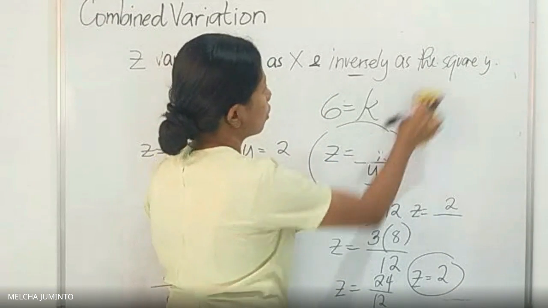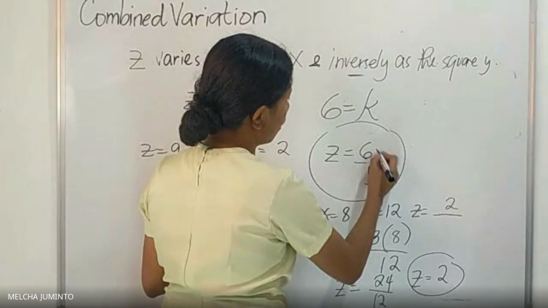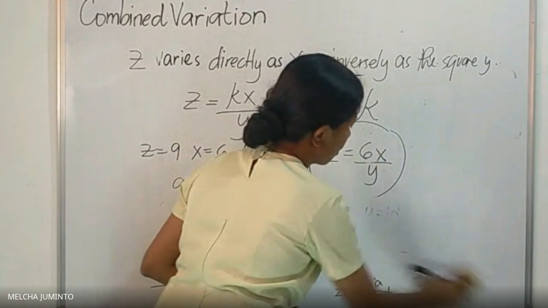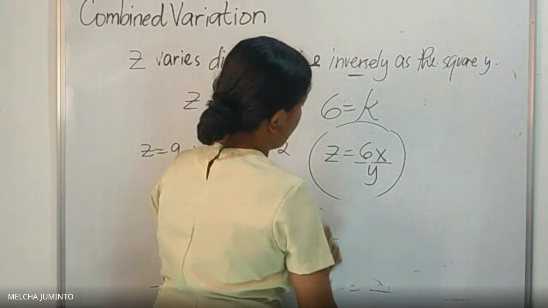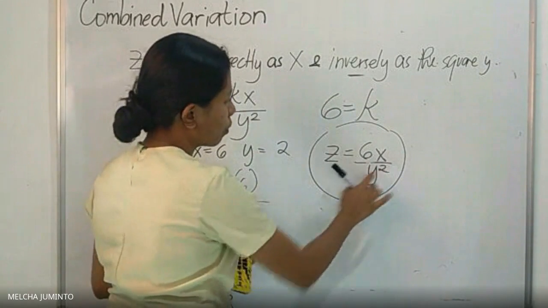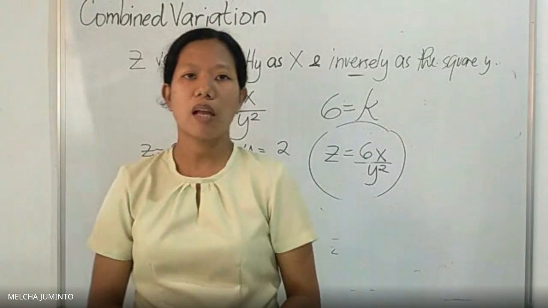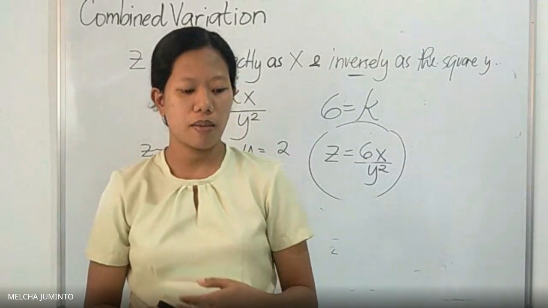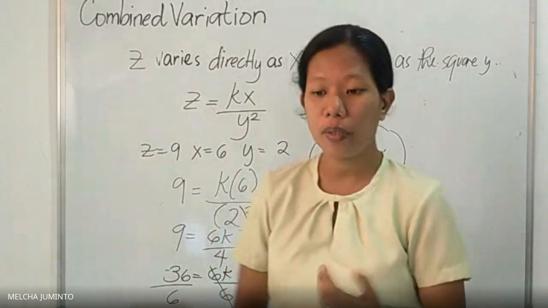Because we added square of y, that's how we solve when there is a square. So don't forget the square of y. Sometimes it's not only square. Sometimes there's a cube of y, for example. When it's cube, it's raised to 3.